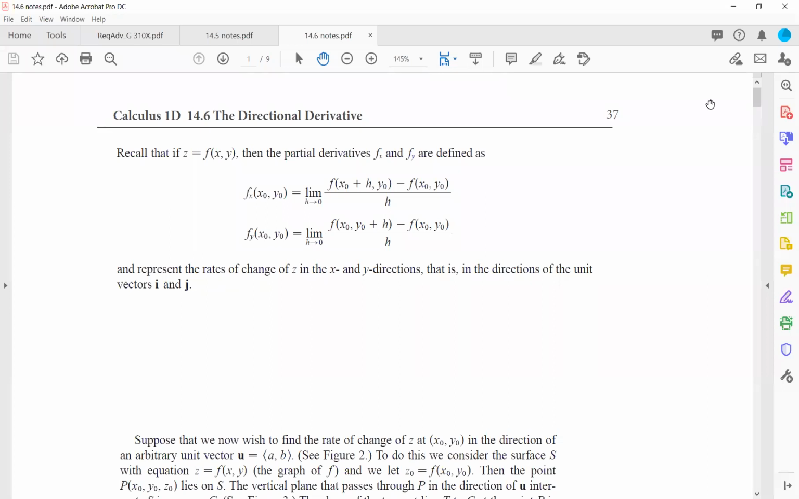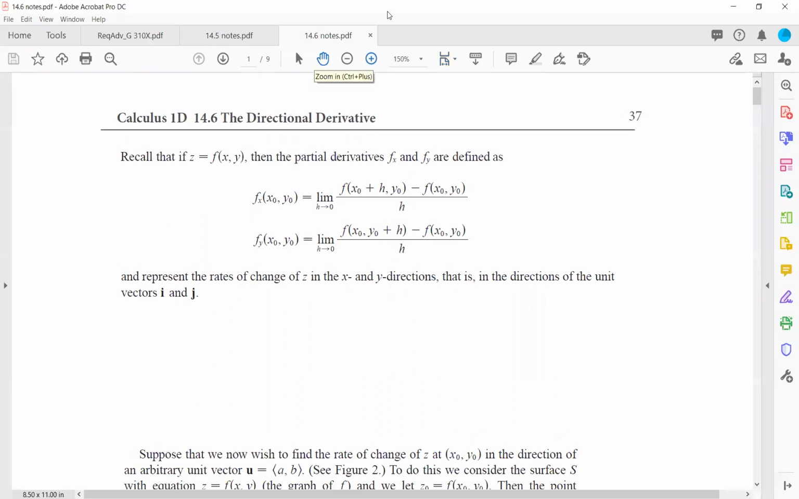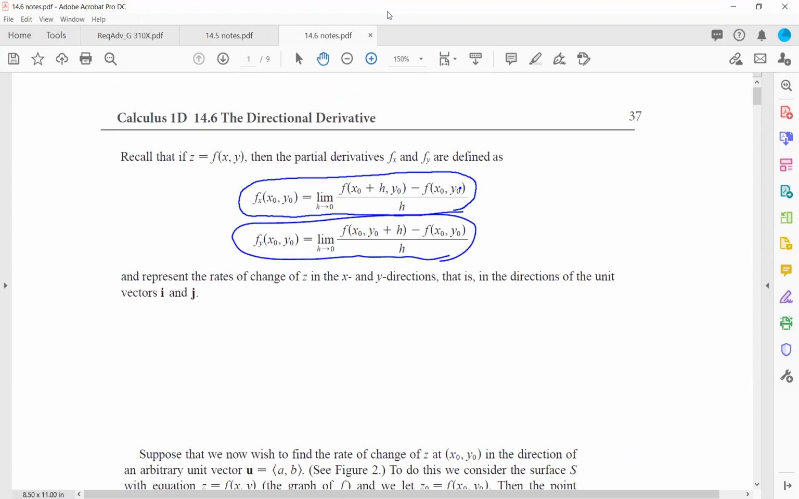Very well, let us start 14.6, the directional derivative of a function. First of all, the official definition of the directional derivative of a function is defined using the limit of the function. The partial derivative of function f with respect to x is defined as the limit of f of x sub 0 plus h, comma y sub 0, minus f of x sub 0, y sub 0, divided by h, while h goes to 0. The same for the partial derivative of function f with respect to y, using the limit.